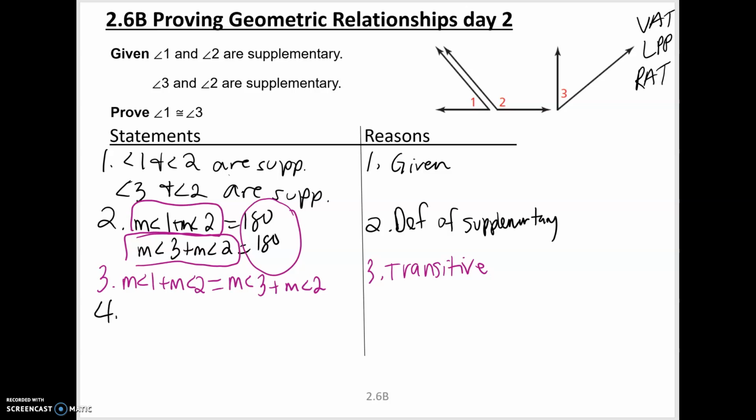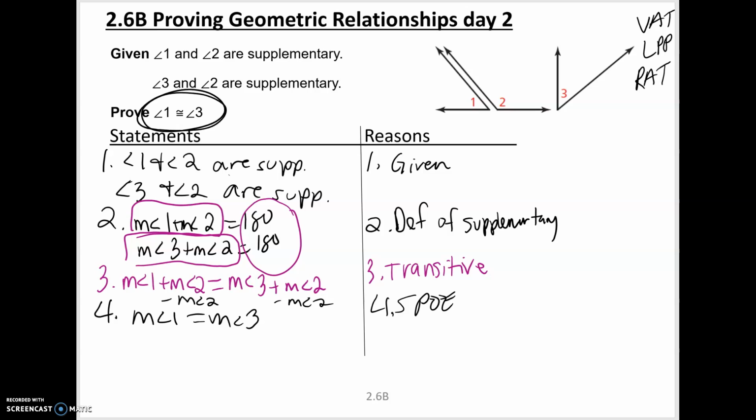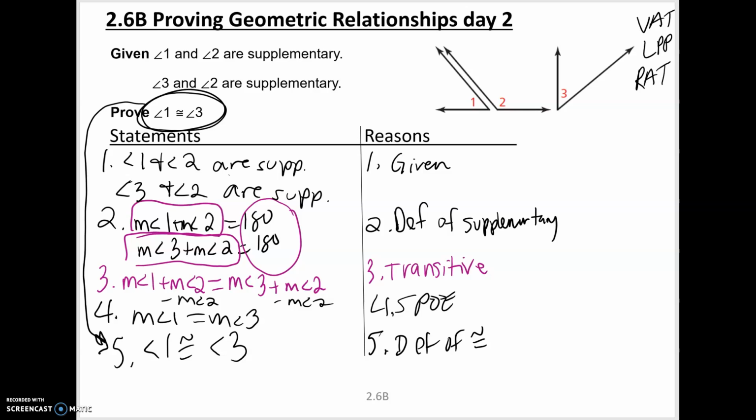Okay, then I'm going to get rid of the measure of angle 2, so I'm going to subtract it, SPO. So I have the measure of angle 1 equals the measure of angle 3. And I'm almost done because remember, this is what we're trying to get to. So this should be my last statement here. And think about how we went back and forth between our congruent signs and our equal signs. We're going to do that right here, definition of congruence. Okay, so there is proof 1. That was a lot like one you had on your worksheet yesterday.